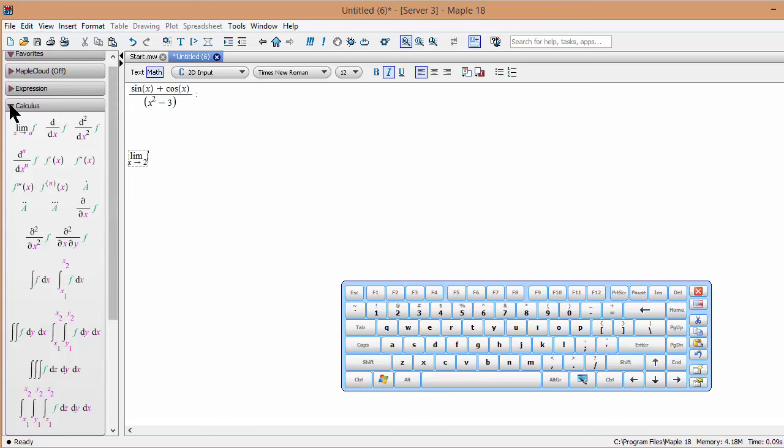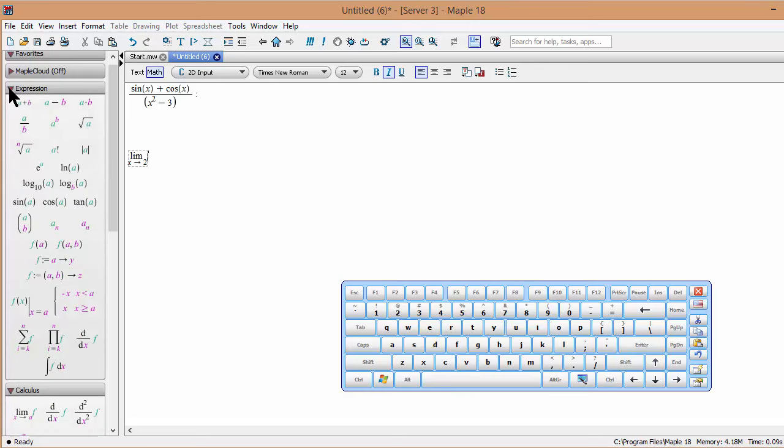Lastly, in order to enter the fraction symbol in the Expression palette, click the fraction item. Maple inserts the fraction item, and then type sine x minus 1 logarithm x over x plus 2 when x approaches 2.